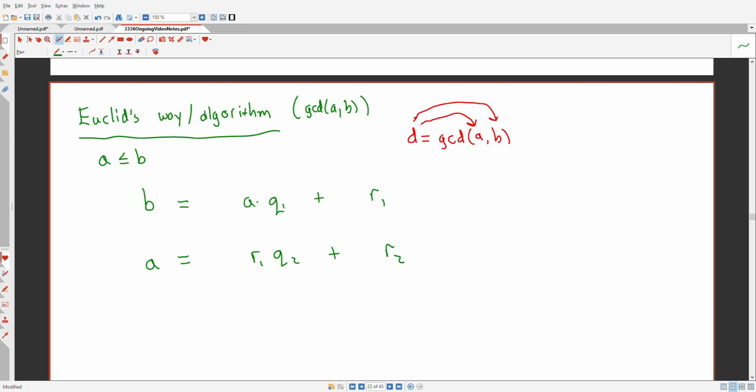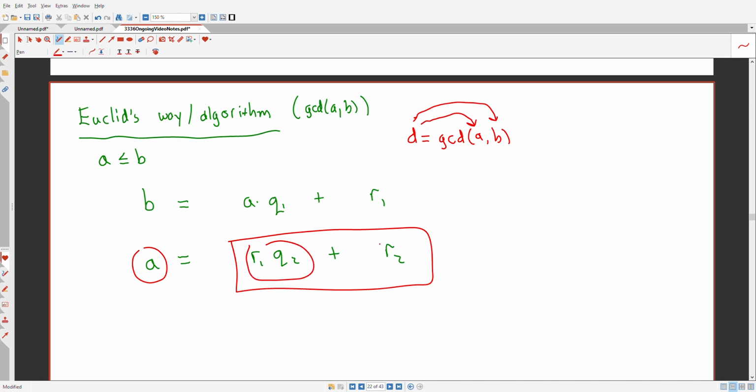And now I'm going to make the same comment, right? What did I learn from this number D? It divided a and b. That means it divided a and r1. Well, now D divides a, which means it divides all of this. D divides r1, which means it divides this. So now D also divides r2. So D divides a and r2. D divides r1 and r2. Let's divide r1 and r2.